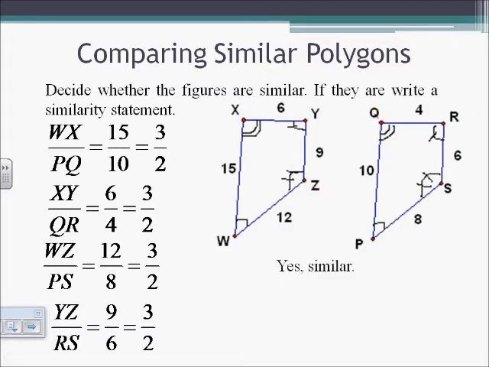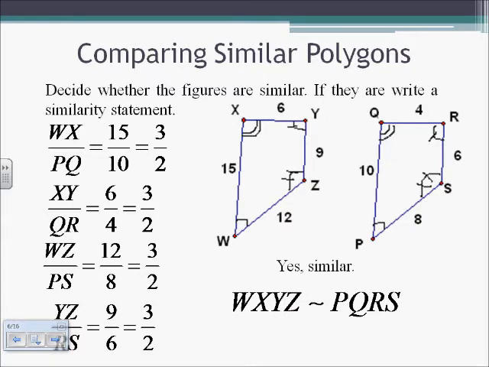So seeing as all the angles are congruent and all the sides are proportional, yes, these two figures are similar. My similarity statement: WXYZ is similar to PQRS.